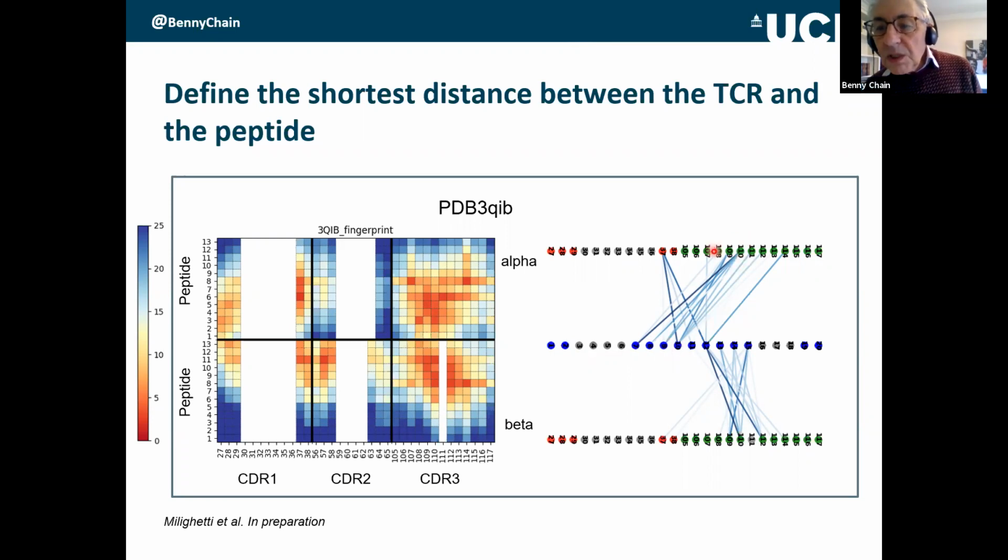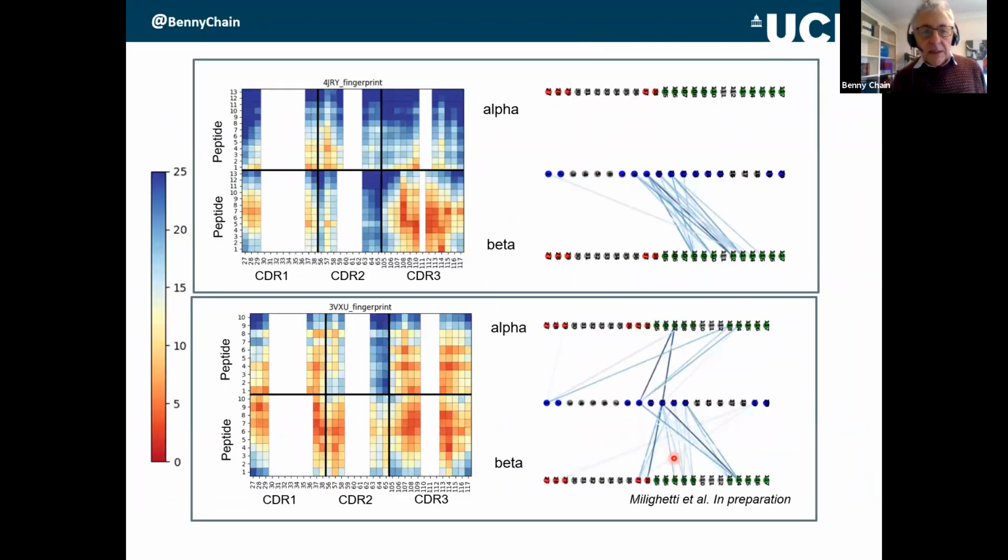And so there's a hot spot of interaction here on the alpha chain around here, and another one at the end. And here on the beta chain, again, there's an interaction. Interesting here, for example, you see there's a gap. So there's an interaction with 112 and 110 and not with 111 and so on.